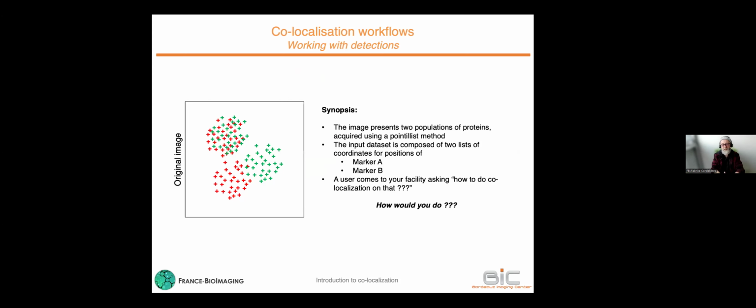Okay, so I will skip that one, which is a bit complex, and let's think about this kind of situation. You see, I've been doing some super resolution microscopy, something that I haven't been talking about previously. I've got detections, small crosses for the red channel, small crosses for the green channel. I want to characterize the colocalization between the two signals. What would you do?